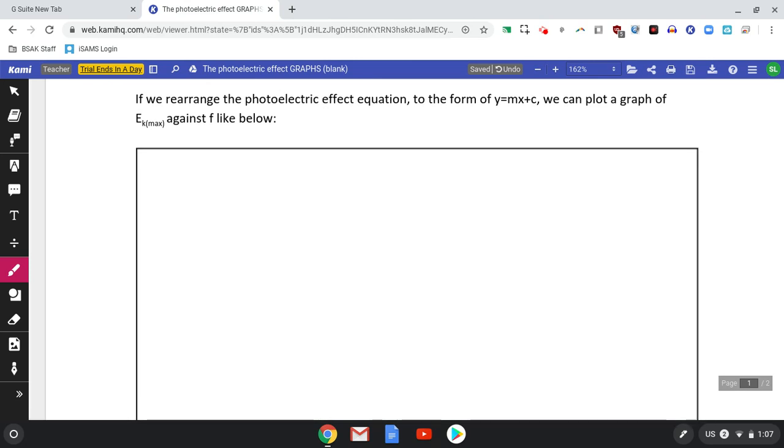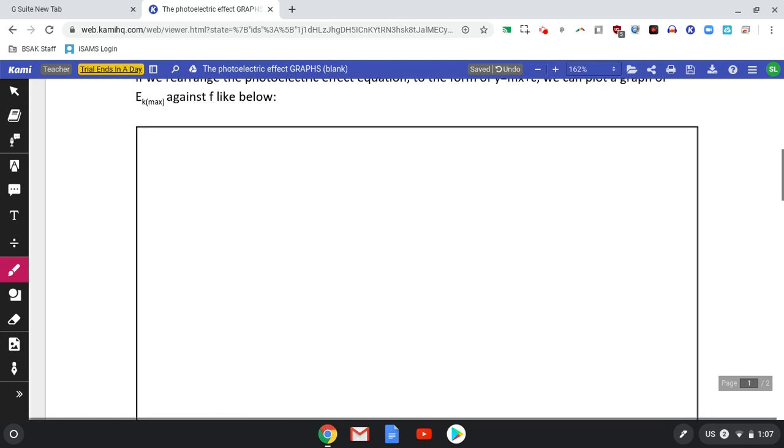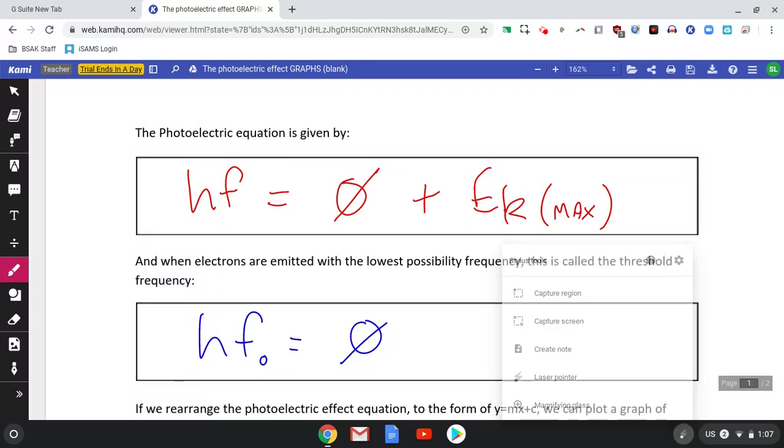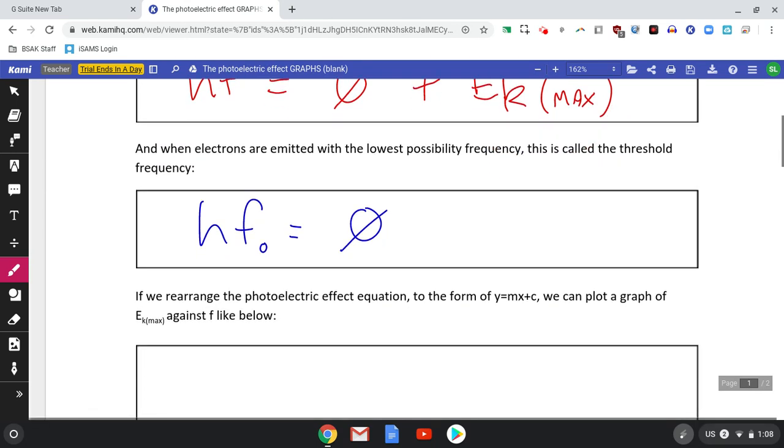Right, so now graphs. Like I said, there's two very important graphs we need to look at today. If we take the photoelectric equation and rearrange it to the form y equals mx plus c, I want to make this the x variable and this the y variable. Remember, that's a constant for your metal. If you have a metal and you're varying frequency and seeing a range of EK maxes, that's always constant. So I want to make this the subject of the equation. That's our y.